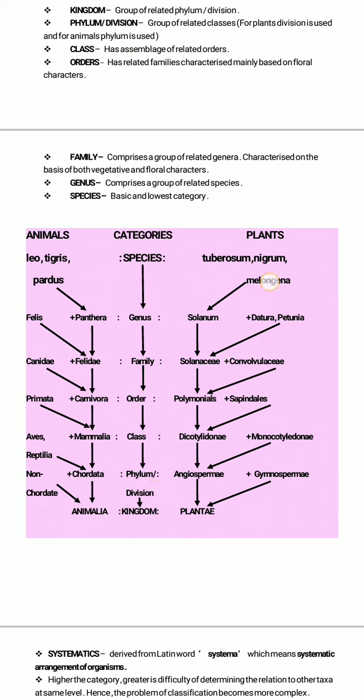Next, we go for tuberosum, nigrum and melongena, and all come under the genus Solanum. If you add the genus Datura and also Petunia to Solanum, you get a family called Solanaceae.